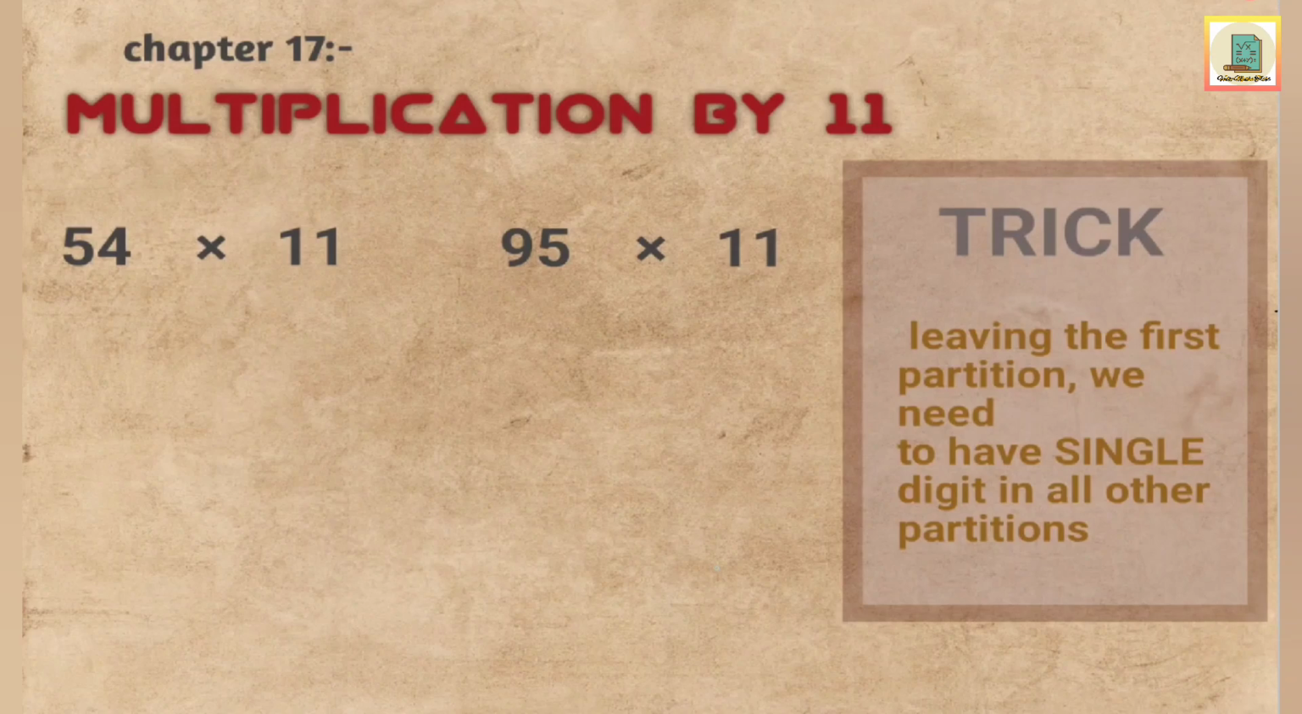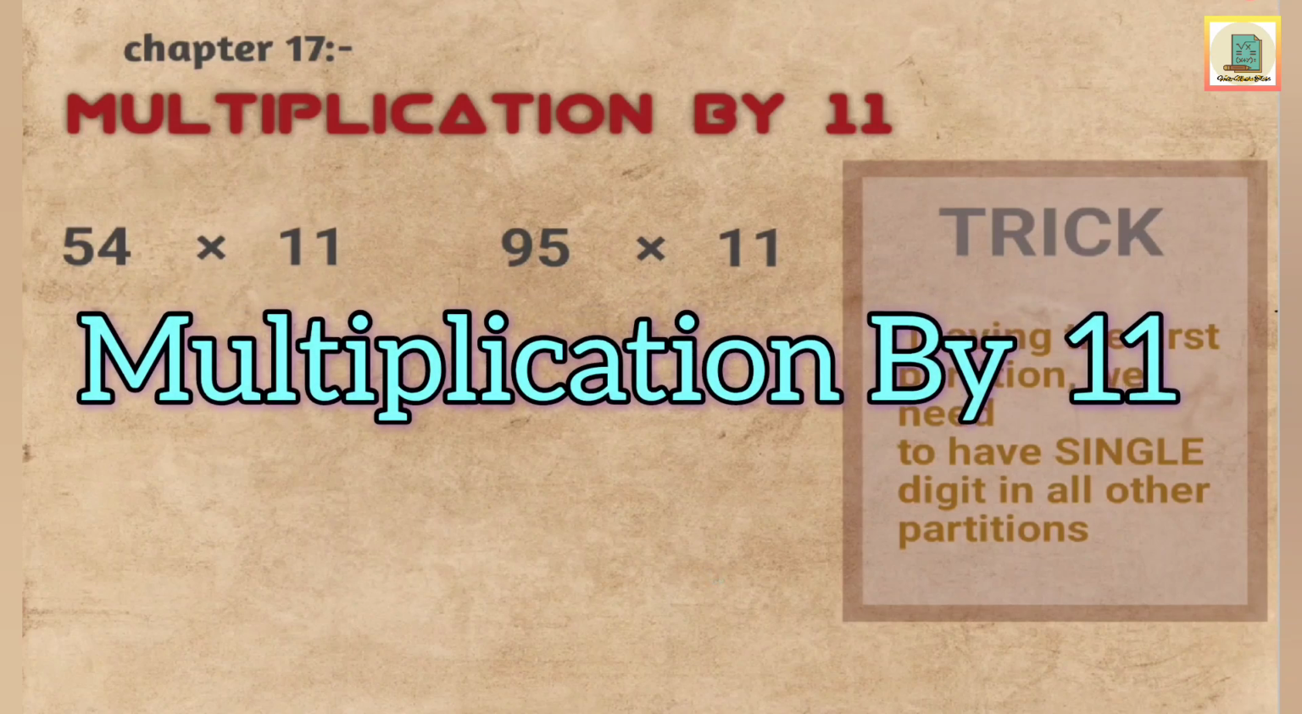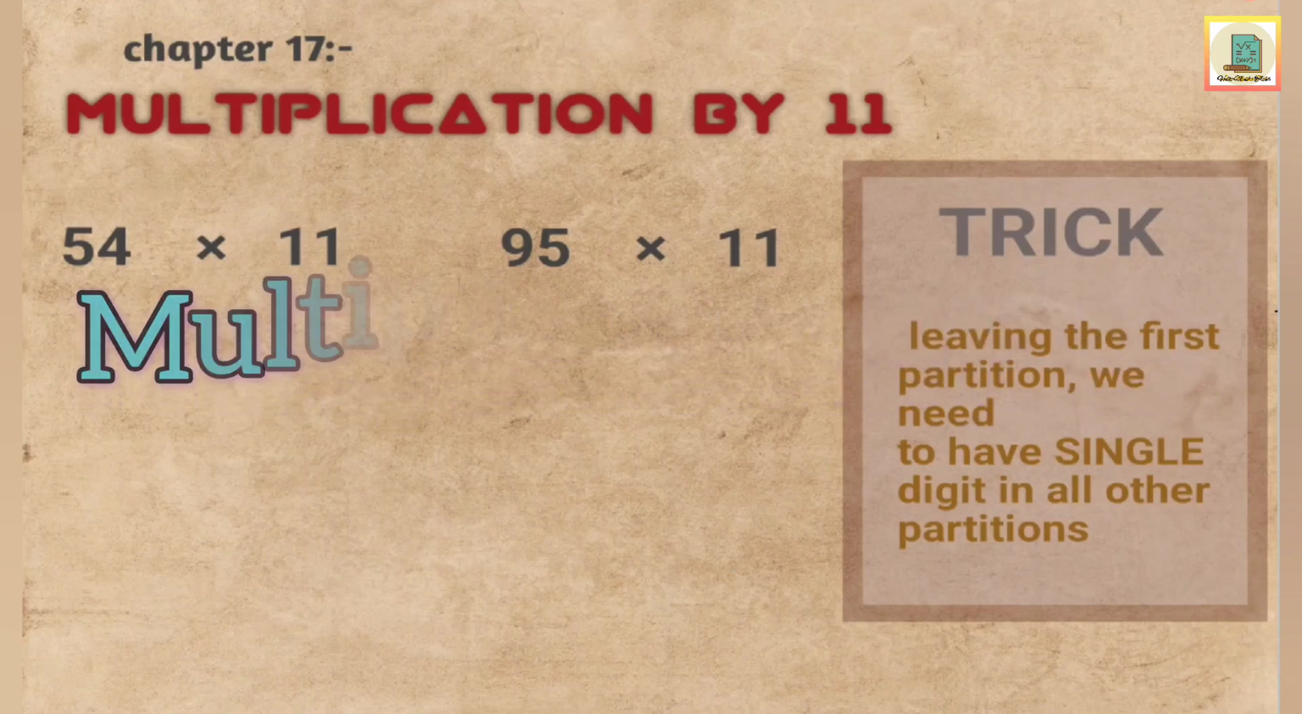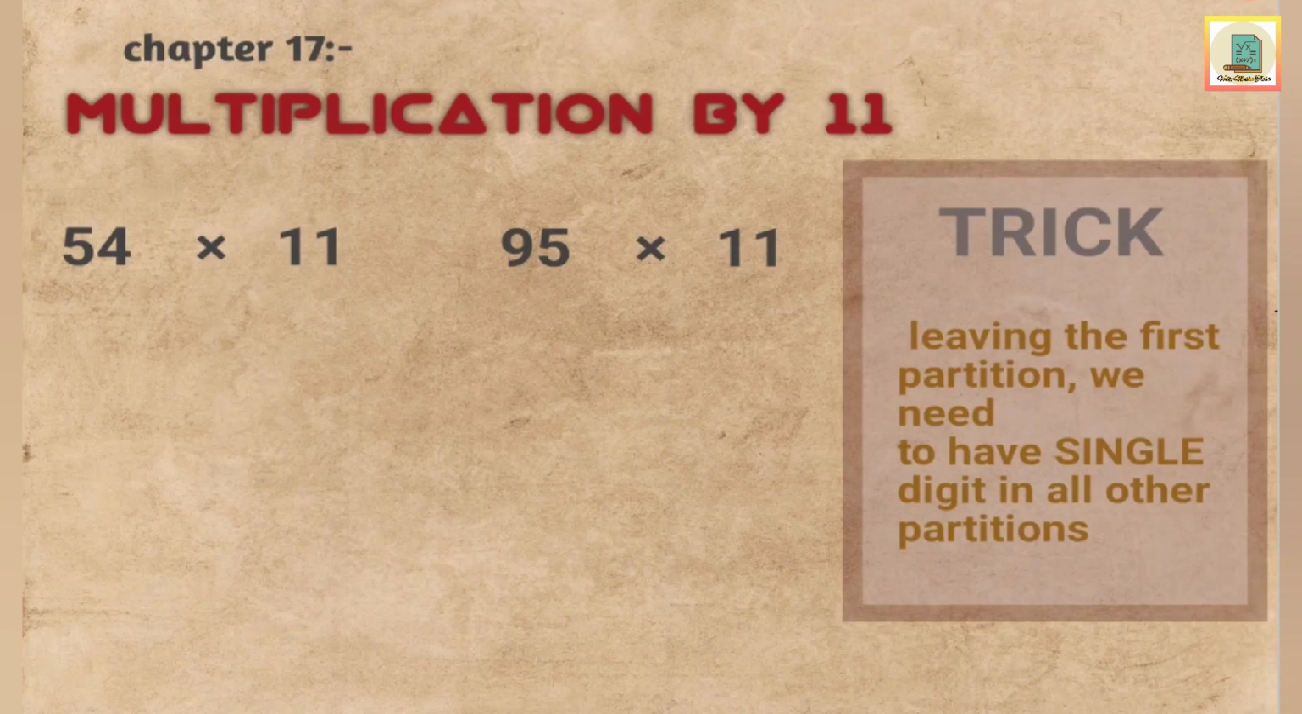Now grab your pencil and notebooks for today's topic, which is multiplication by 11. This is a very easy method where we can multiply the numbers in the blink of an eye. Multiplication by 11, as the name suggests, is multiplying any number, whether it's 2-digit, 3-digit or 4-digit, by 11. Let's understand this method better by taking examples.